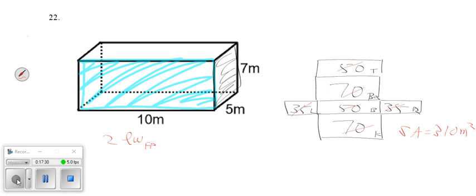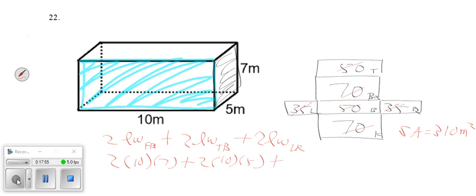Once we substitute our formula, remember that we have 2 rectangles that made up the front and back. I'll put FB there. And we had 2 rectangles that made up the top and bottom. Put TB there. And we have 2 rectangles that made up the left and right. That FB, TB, and LR are not necessary, but they are helpful. So the front and back, they were 2 10 by 7s. The top and bottoms were 2 10 by 5s. And the left and rights were 2 7 by 5s.